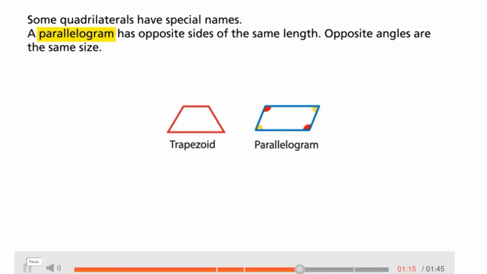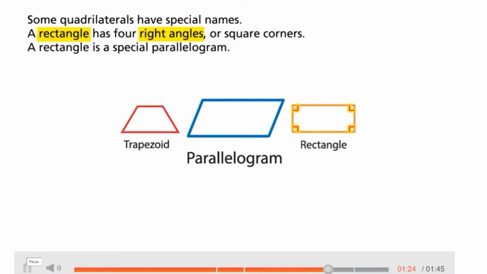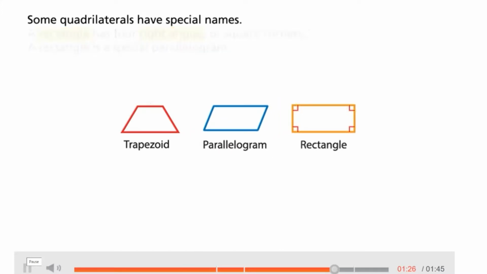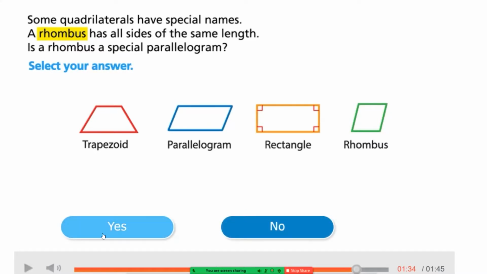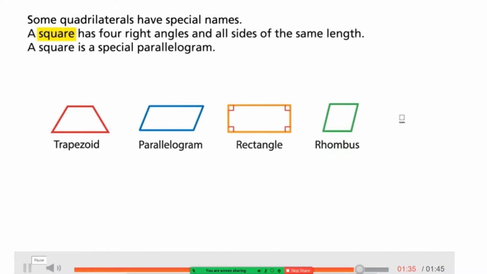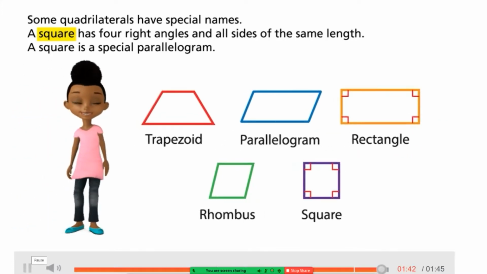Opposite angles are the same size. A rectangle has four right angles or square corners. A rectangle is a special parallelogram. A rhombus has all sides of the same length. Is a rhombus a special parallelogram? Select your answer. A square has four right angles and all sides of the same length. A square is a special parallelogram.